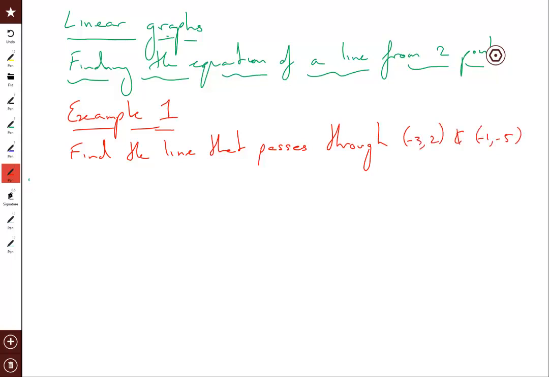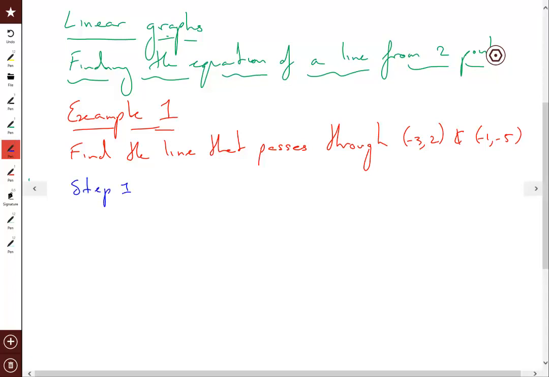In this video, we're looking at how to find a line that passes through 2 points, and this is a really important skill to have in linear graphs or linear equations. So we're going to go through the various steps. So the first step is just to plot it so that you can see what's going on.